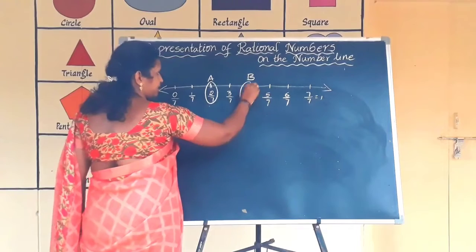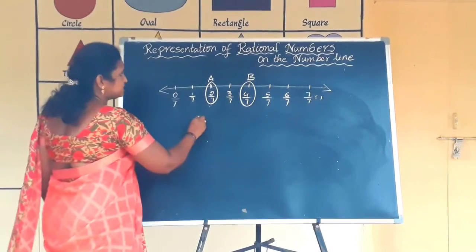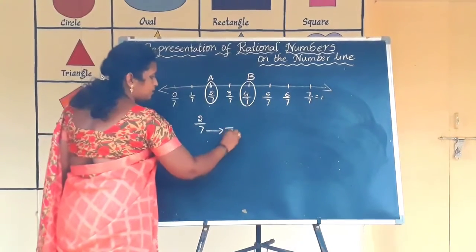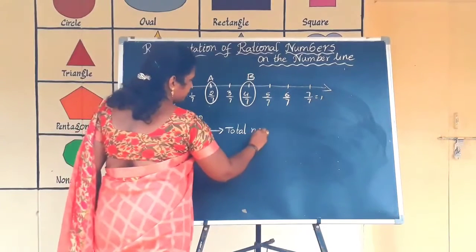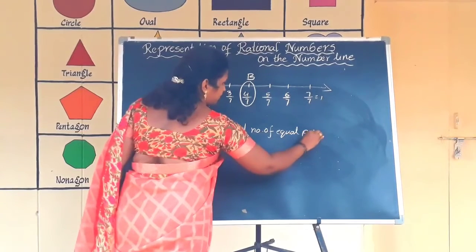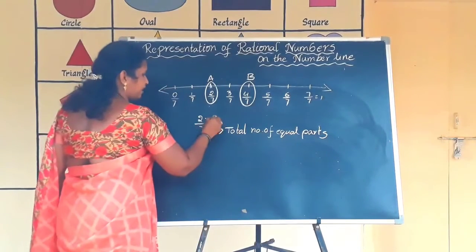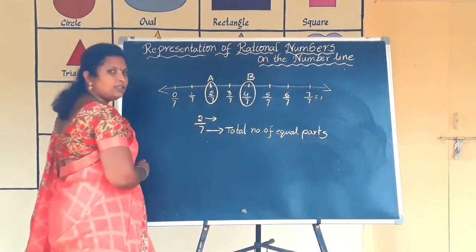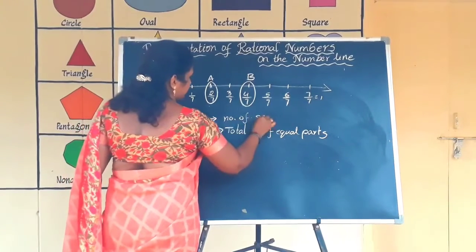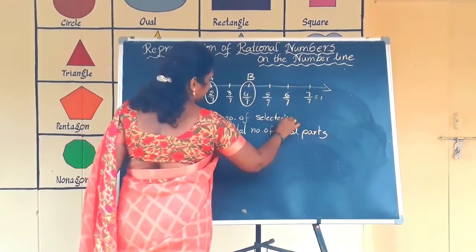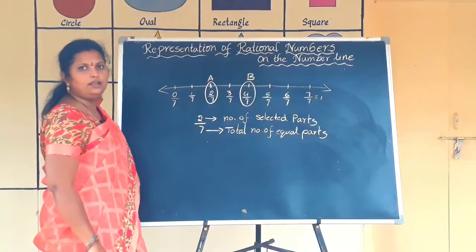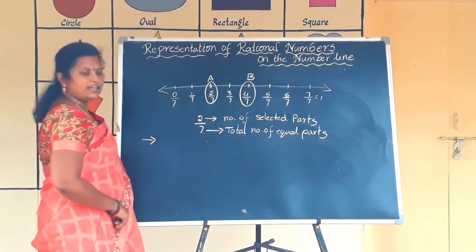In a rational number the denominator indicates the total number of equal parts and the numerator indicates the number of selected parts. So in this way we can represent any rational number on the number line. Now let us see one more example.